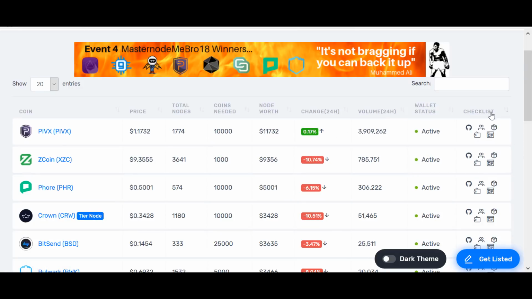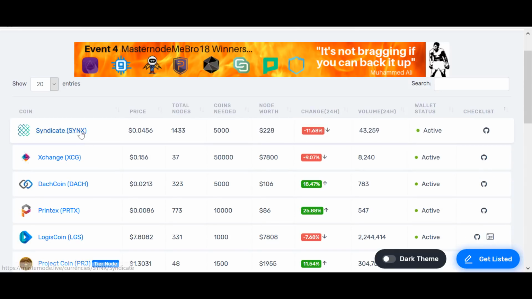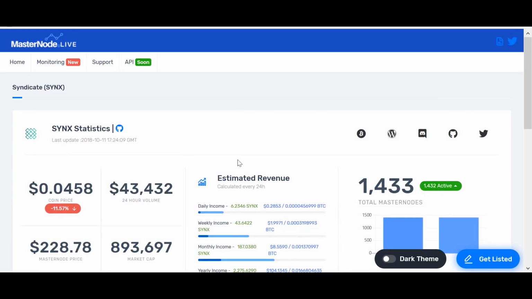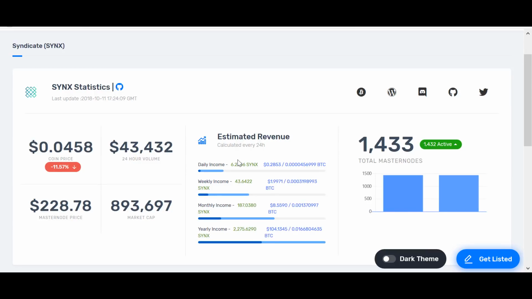So what you can do is calculate the ROI on your own, and it's not that hard. Just come over here to something like Syndicate, and you can see that the Masternode price is $228, and the yearly income is $2,275. Now, by the way, this is a projection. Oh, I'm sorry, I did that wrong. That was tokens. The yearly income is 104. So it's a little under 50% probably, and that's probably right. There's a total of 1,400 masternodes.